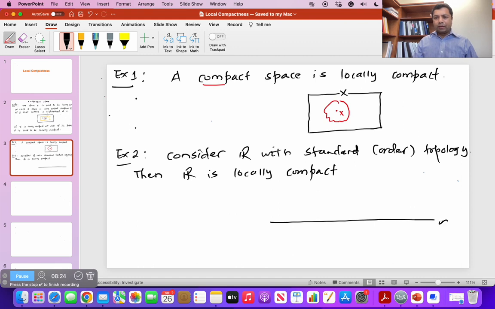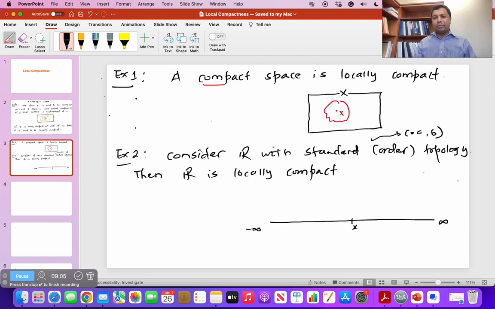Let's say we have a real line. This is positive infinity and that side is negative infinity. We are saying R with the standard topology is locally compact, and we know that in the standard topology the basis elements, or the open sets in R, are open intervals of the form a to b. If R is locally compact, then it has to be locally compact at each point in R. Let's say x is an arbitrary point in R. Now we need to show that R is locally compact at this point x.